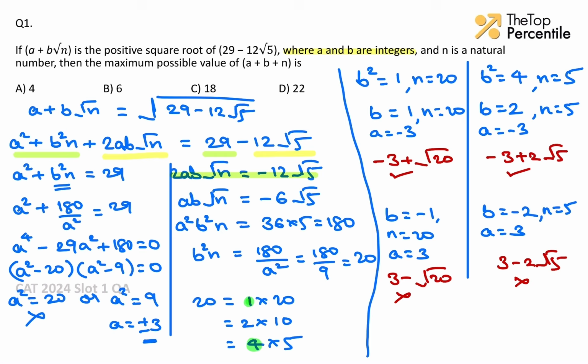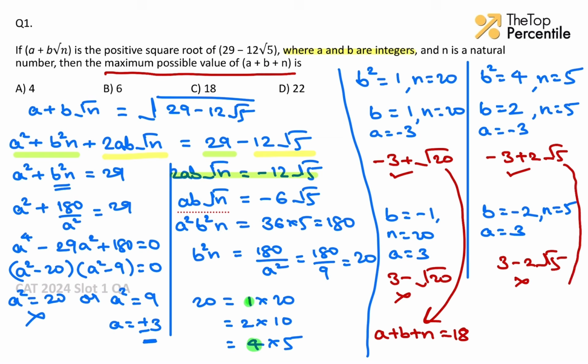What's asked? I need to find the maximum possible value of A plus B plus n. So let's add them. For this case, A plus B plus n will be -3 plus 1 minus 2 plus 20. This will give me 18. And for this case, A plus B plus n will be 5 plus 7 minus 3. This will give me 9. So the maximum value is 18, which makes my answer option C.